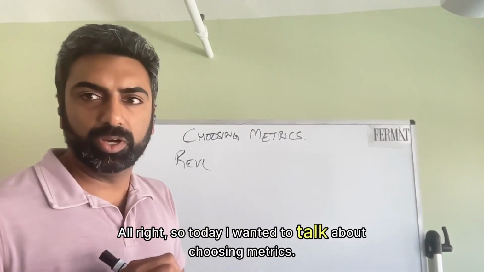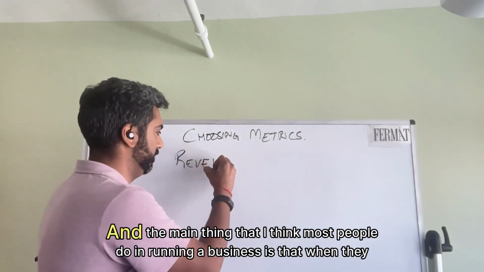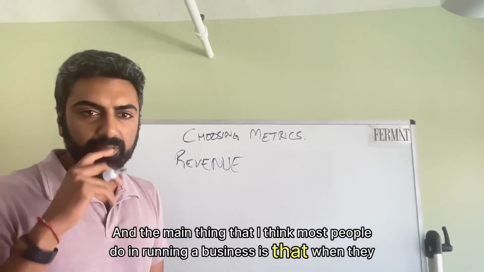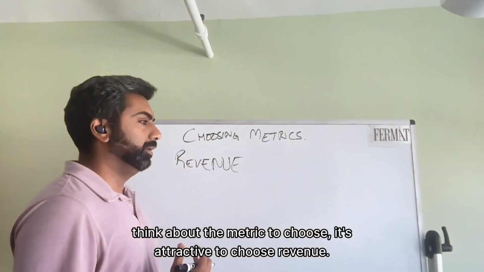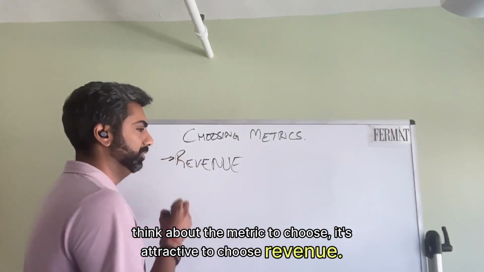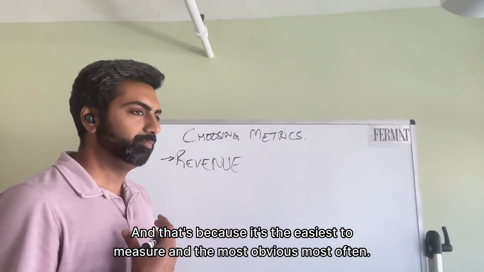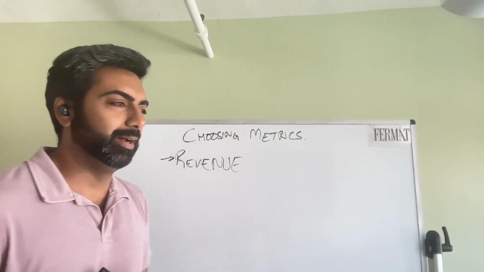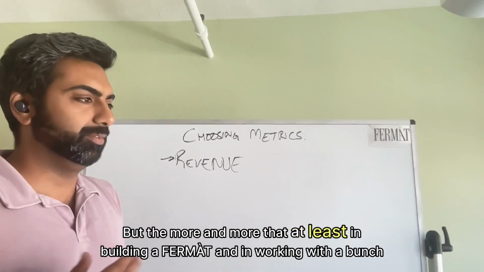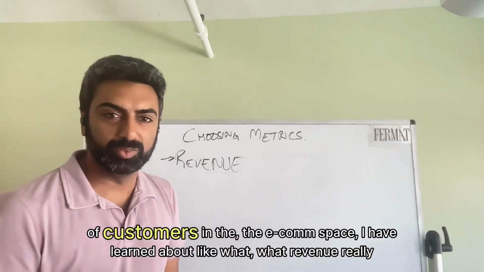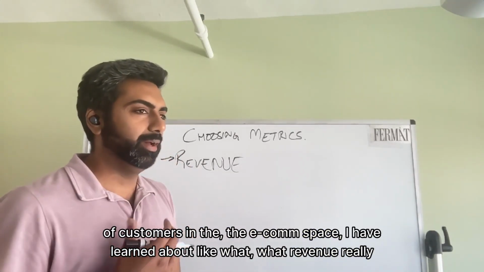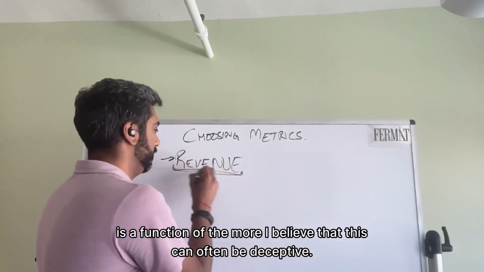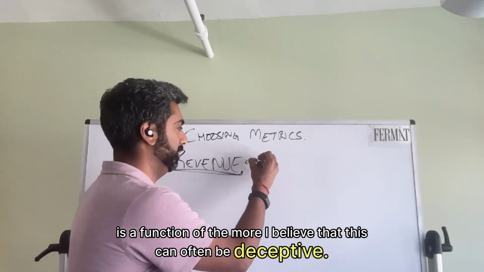All right, so today I wanted to talk about choosing metrics. And the main thing that I think most people do in running a business is that when they think about the metric to choose, it's attractive to choose revenue. That's because it's the easiest to measure and the most obvious most often. But the more that, at least in building a format and in working with a bunch of customers in the ecom space, I have learned about what revenue really is a function of, the more I believe that this can often be deceptive.